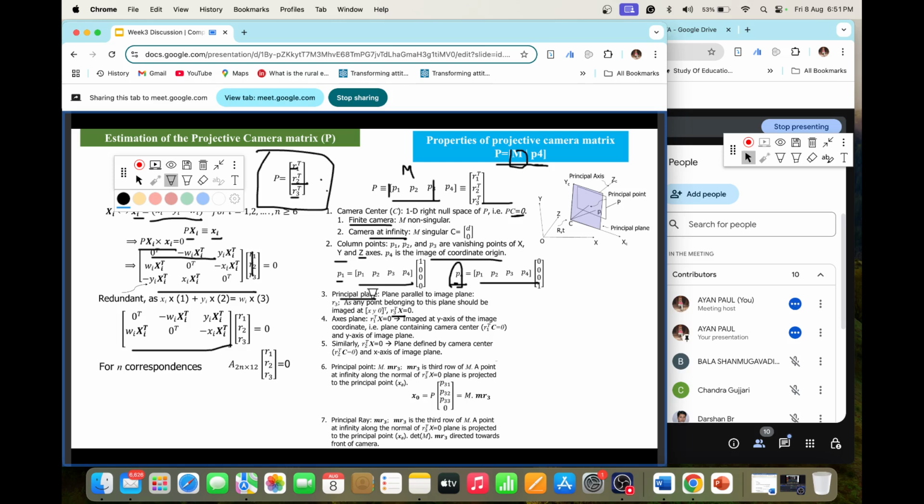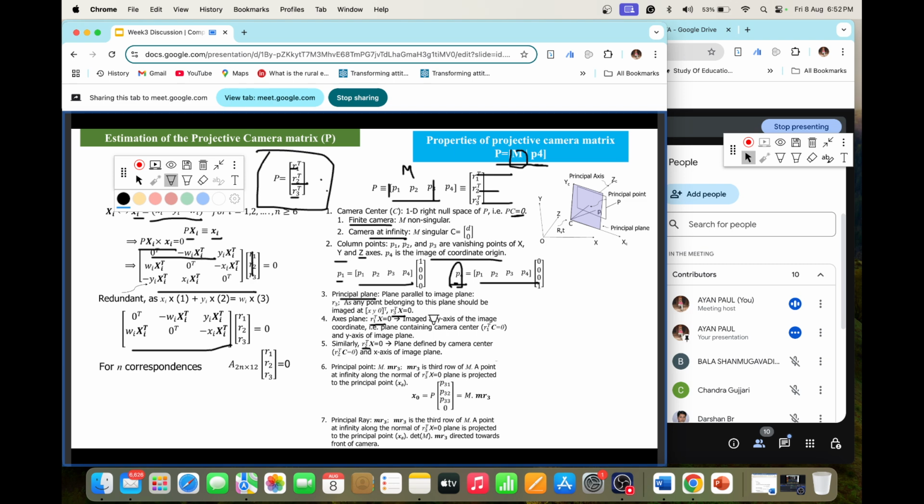Now about the axis planes, we have two axis planes. One is the x-axis plane, which I can find out by r1 transpose, that is the first row, times the real coordinate. That will be equal to 0. That will give me the first axis plane. The second axis plane will be found by r2 transpose X equals 0. That means the second row of the projection matrix times the original point. So these are the two axis planes.